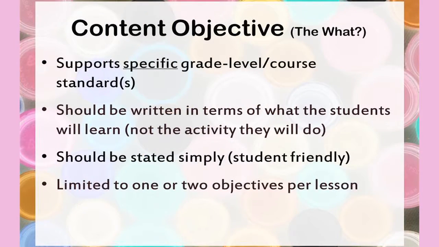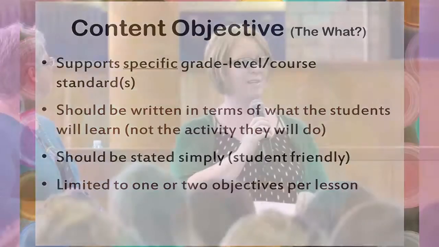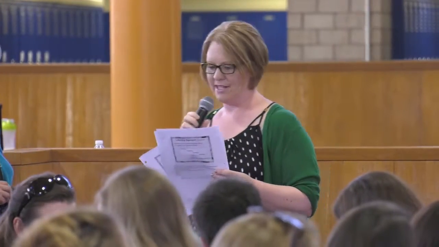A content objective should be stated simply. So as we read our standards, we know that they are not always stated in student-friendly definitions. So we'll want to make sure that they are student-friendly as we state them. And we don't want to overwhelm our students with having many, many objectives for the lesson. So one or two is a good rule of thumb to use as you are preparing to teach.